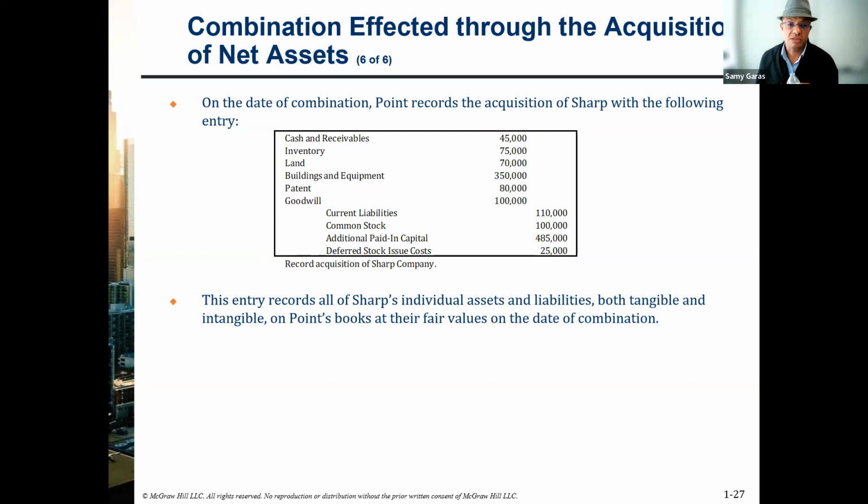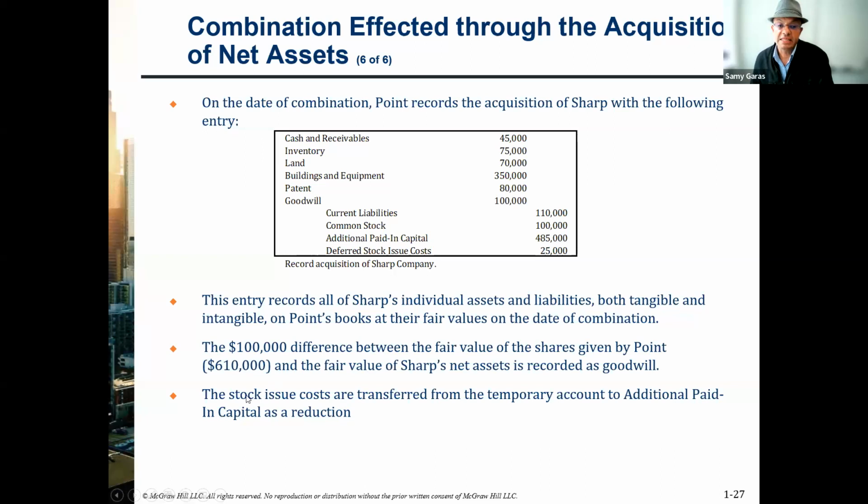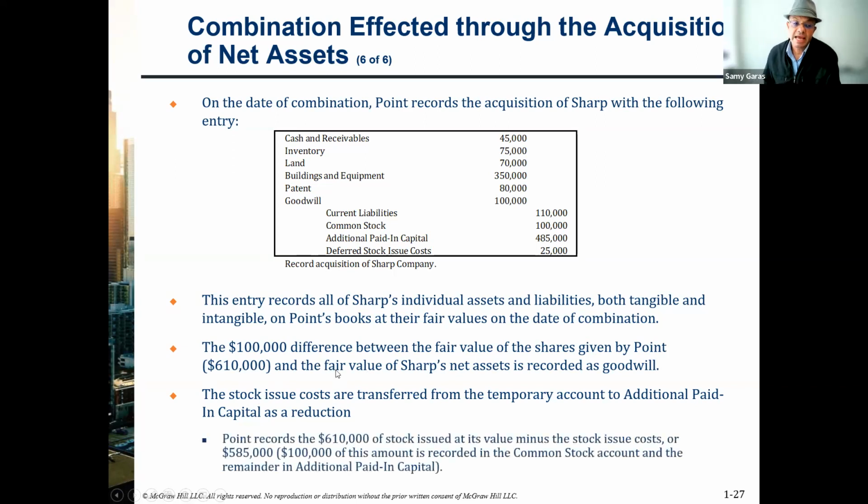The entry records all of the assets, liability, and intangible assets on Point's book at fair market value, and this is what you can see here. The 100,000 will be recorded as goodwill, and then the stock issuance will be in a temporary account until we deduct it from the additional paid-in capital. And the difference here of 600, as I said, will be the differential, which is the difference between the fair market value and the book value.